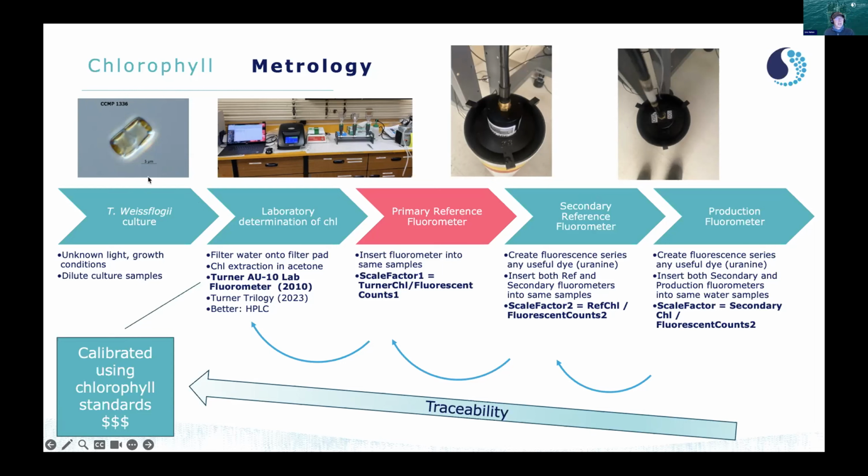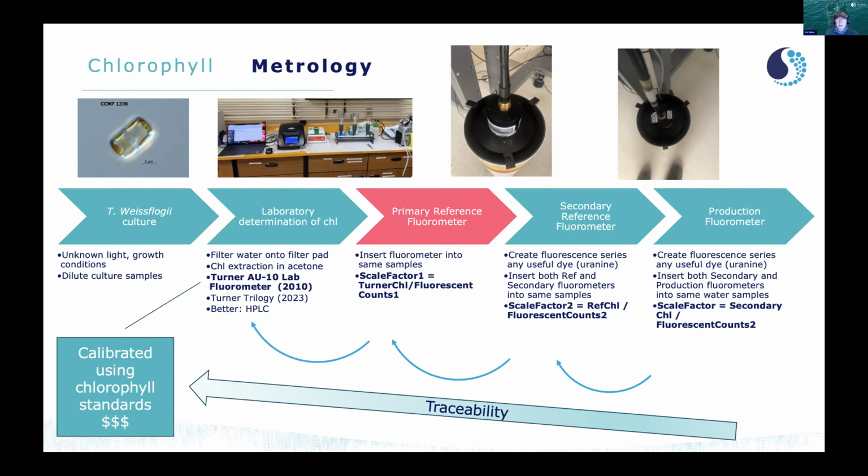In the resources at the end of this there's at least one paper that talks about this choice of species of phytoplankton, how representative it is. If you're more concerned about that, consult that paper. But the important thing is that we came up with a laboratory determination of chlorophyll. We essentially calculated a scale factor for this primary reference fluorometer. We then transfer that by doing a similar experiment, but now we don't need to use a phytoplankton culture anymore. We can use any fluid that fluoresces in the range.